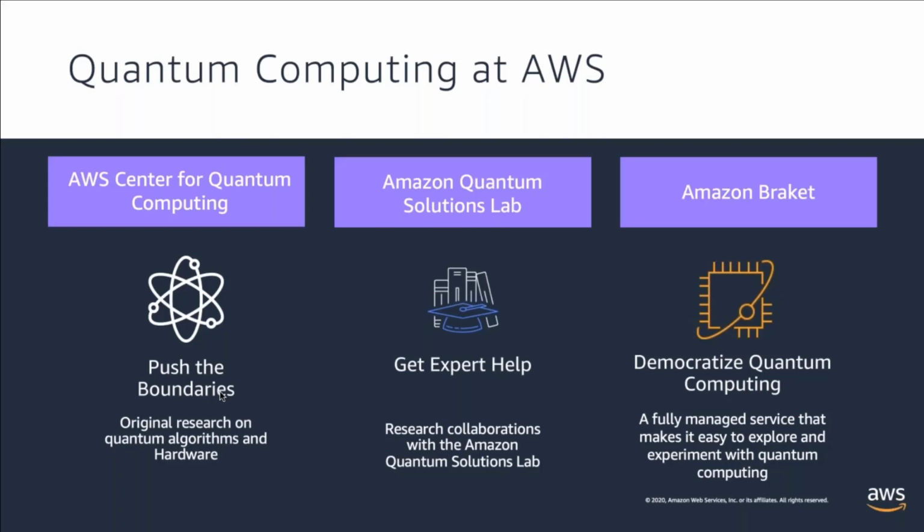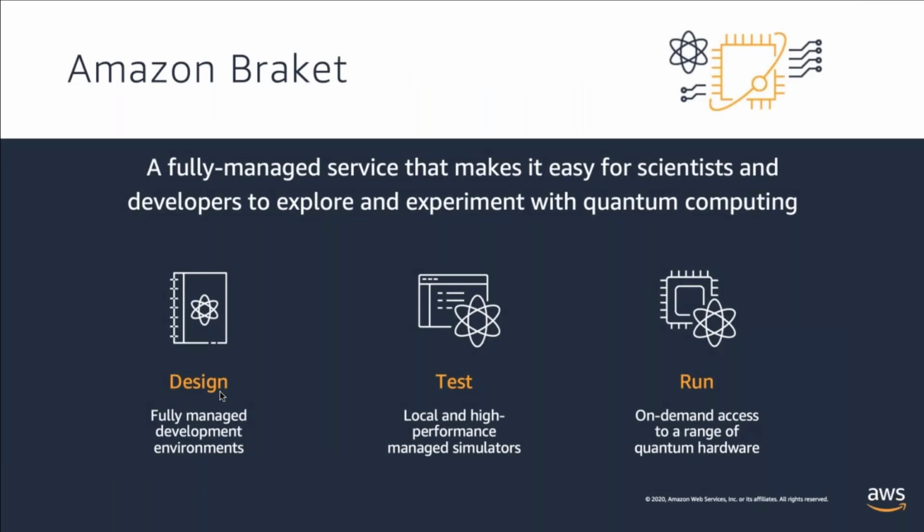We have announced the Amazon Quantum Solutions Lab, where customers can collaborate with AWS experts in quantum computing, but also HPC and machine learning, to understand and start research in quantum computing for their specific use cases. And then lastly, the topic that we're talking about today, is Amazon Braket, a fully managed AWS service that makes it easy to explore and experiment with quantum computing. So let's dive a little bit deeper into that.